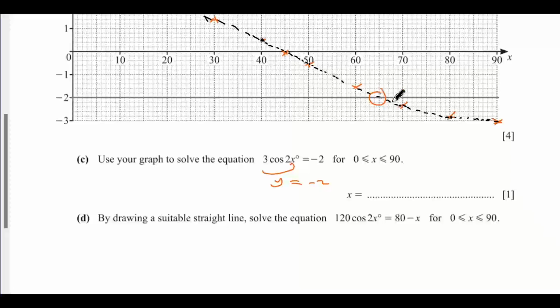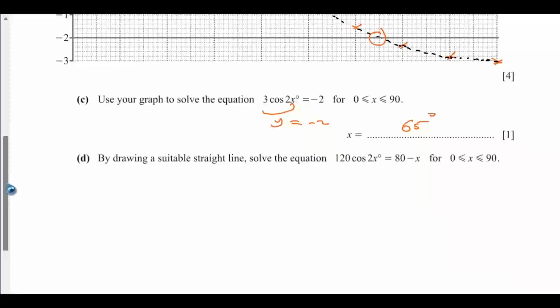If we trace it to the value of x, this is 60, between 60 and 70, that will be 65. So this region here, it's going to be 65. So x equals 65 degrees. That will be the value of x. Okay, so let's go to part D.